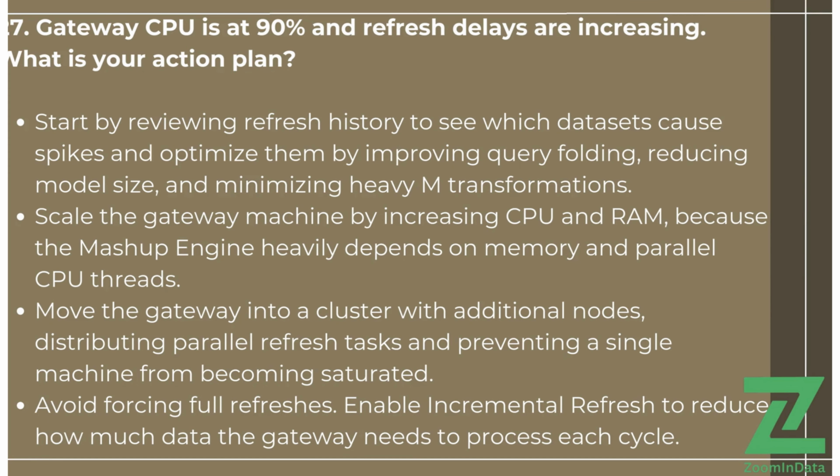Scale the gateway machine by increasing CPU and RAM, because the mashup engine heavily depends on memory and parallel CPU threads. Move the gateway into a cluster with additional nodes, distributing parallel refresh tasks and preventing a single machine from becoming saturated. Avoid forcing full refreshes. Enable incremental refresh to reduce how much data the gateway needs to process each cycle.